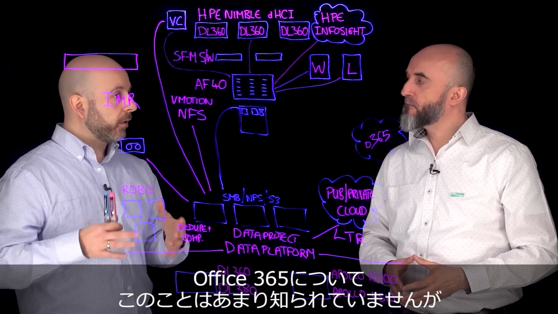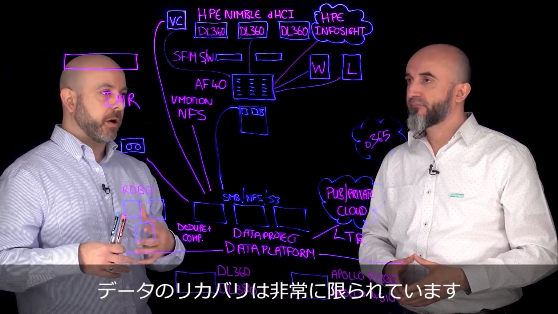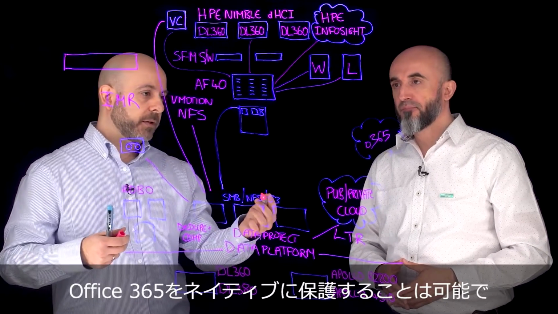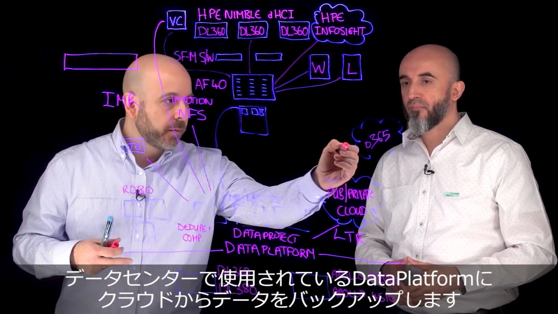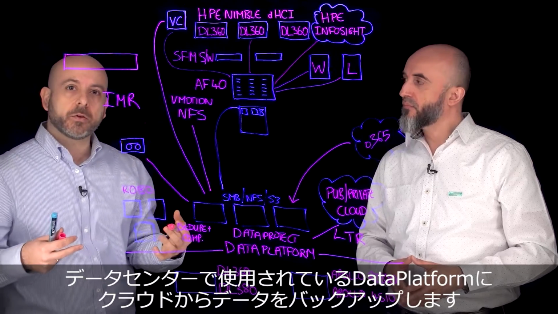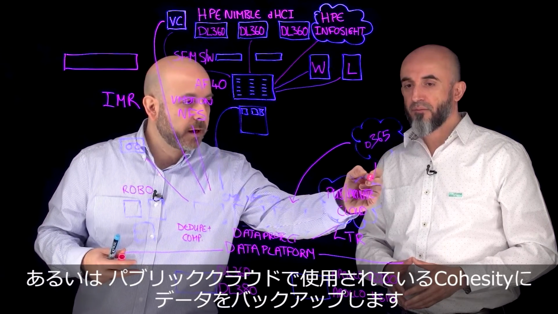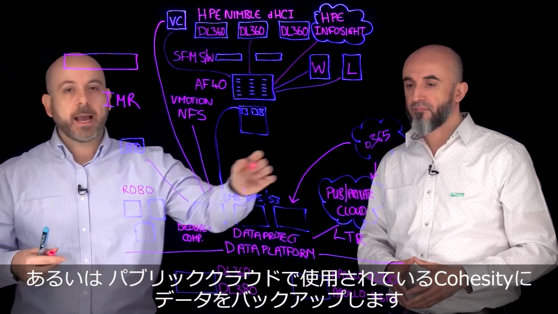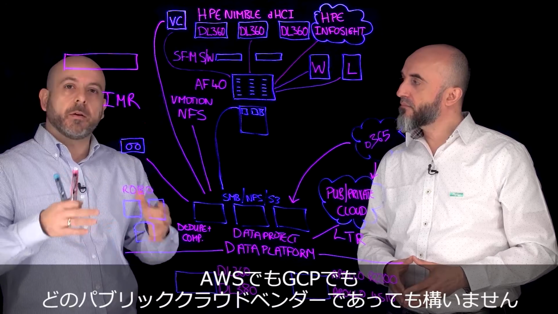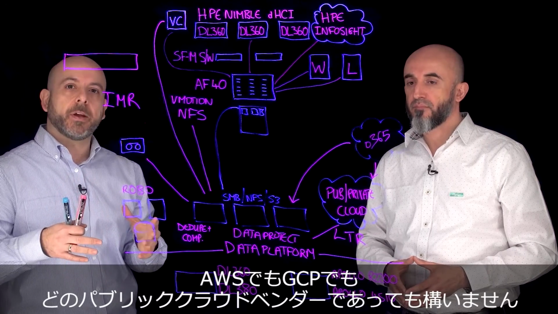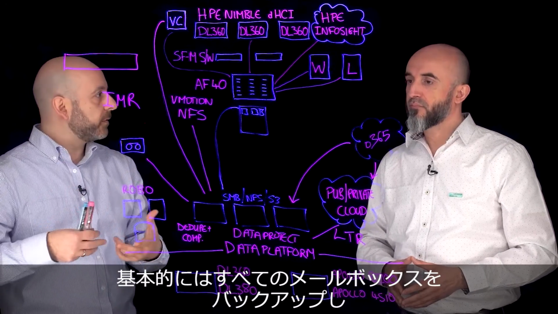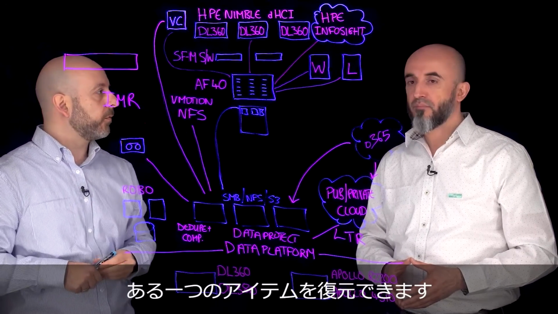With Office 365, not a lot of people know that, but you get very limited ability to recover data. A lot of customers are waking up to this, and we can protect Office 365 natively, either by backing data up from the cloud into the data platform that might be sitting in a data center, or we can back up the data to Cohesity that might be functioning in a public cloud. It doesn't have to be Azure, it can be AWS, it can be GCP, it could be any of the public cloud vendors, it doesn't really matter. We will back up all of the mailboxes and provide single item restore capability.